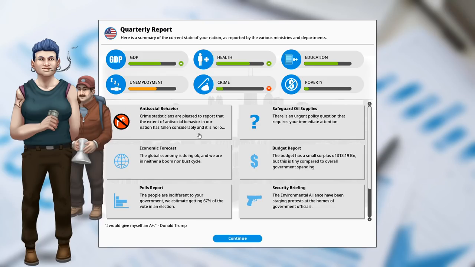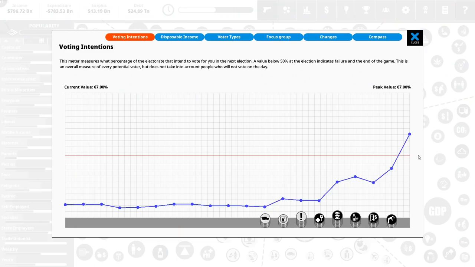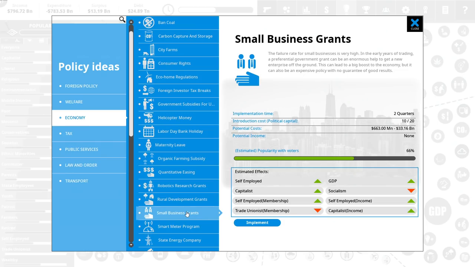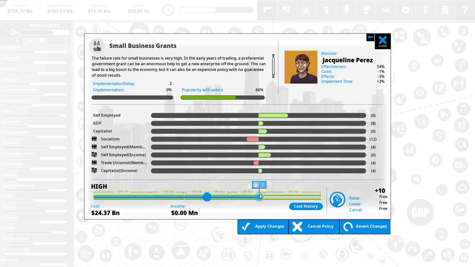And antisocial behaviour has been eliminated. Good, you're welcome. My popularity has now skyrocketed to 67% of everybody in the country. We're only halfway to the next election. I've built a massive surplus. Right, so everybody gets free stuff forever. Got it. And small business grants. Yes, that's good. Small local businesses.